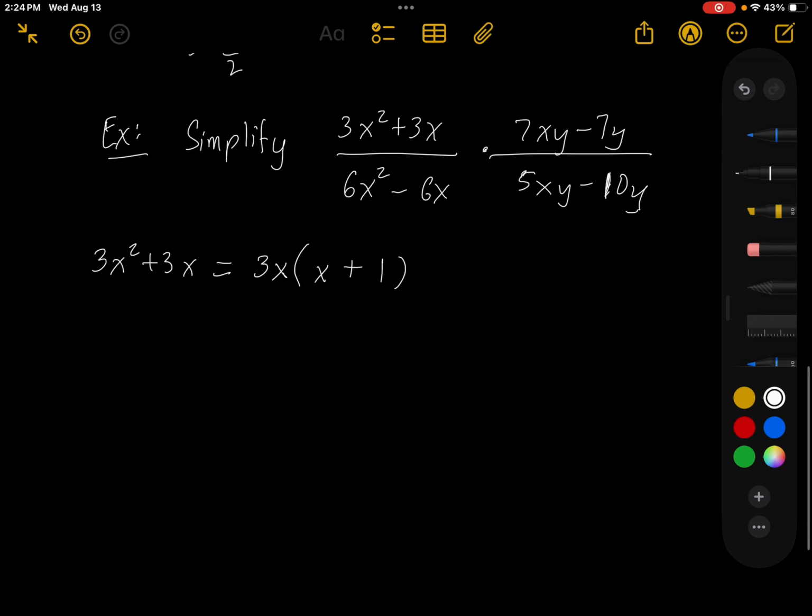Let's look at the other numerator. So 7xy minus 7y. I look at the constants, 7 and negative 7. What can I factor out? I can factor out a 7. And then I have a 7xy and a 7y. So when I look at the variables, what can I factor out? I can factor out a y. So I can factor out the 7y, and what am I going to get? I'm going to get x minus 1.